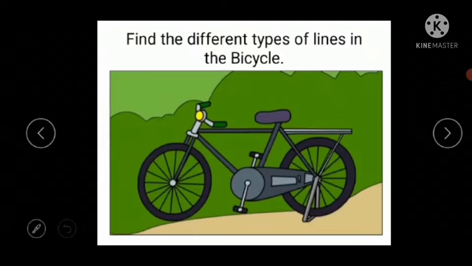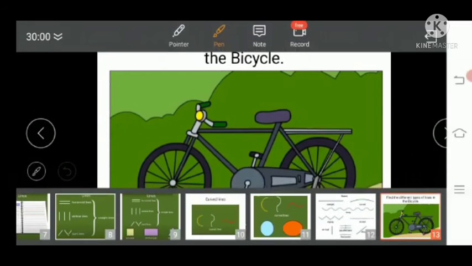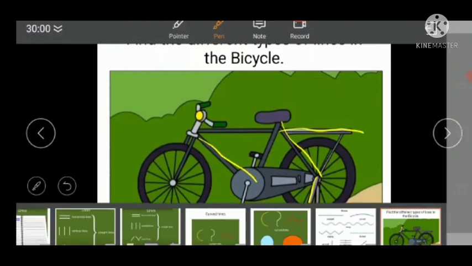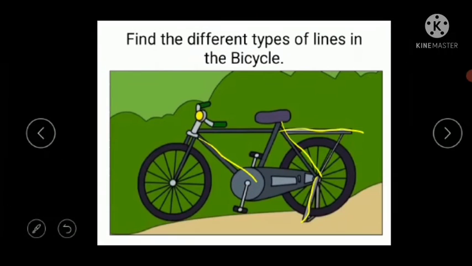Can you find the different types of lines in the bicycle? Yes, now we are going to mark the lines. See, we have n number of lines and also curves. For example, sleeping line, slanting line, slanting line. This is also slanting line and also n number of curves in the picture.